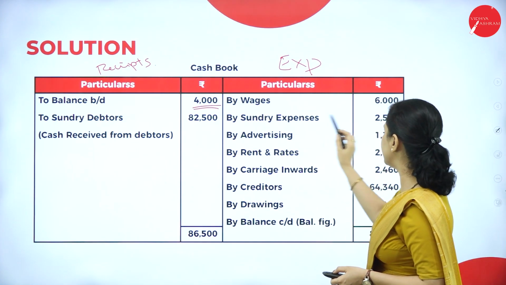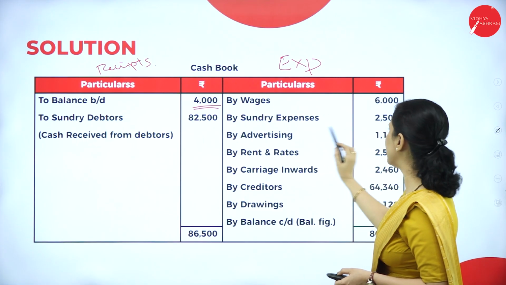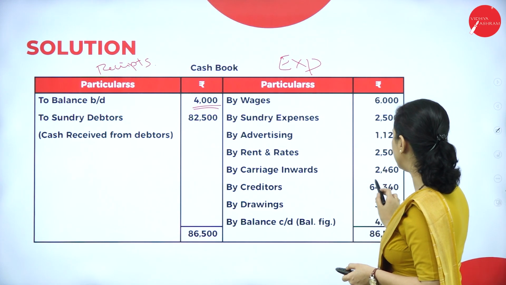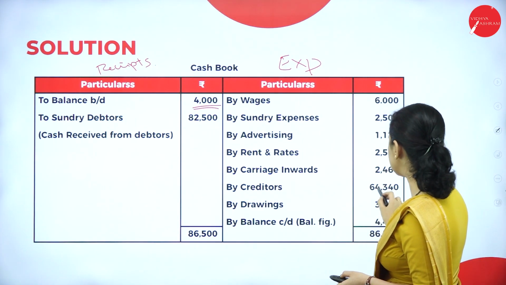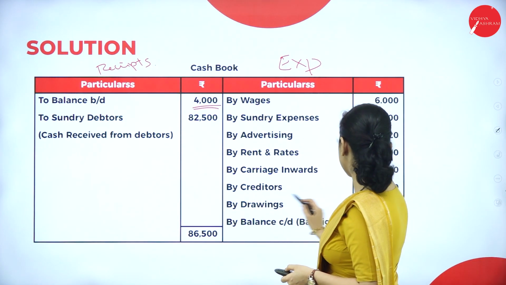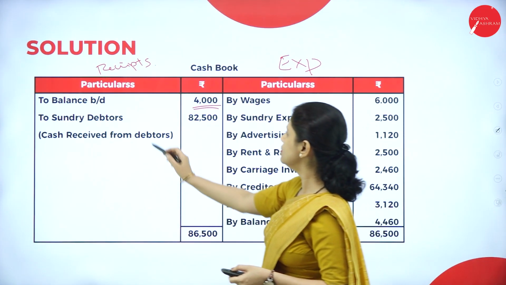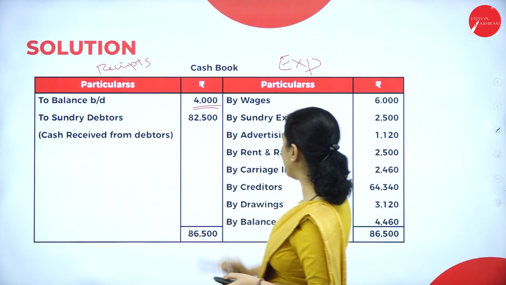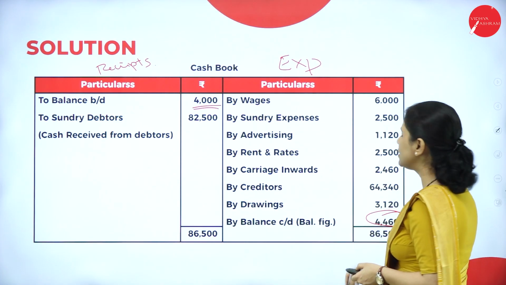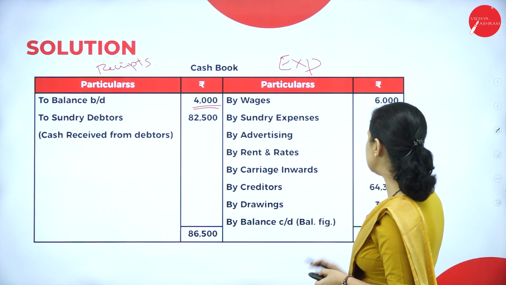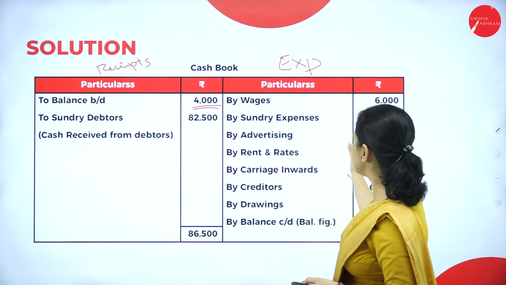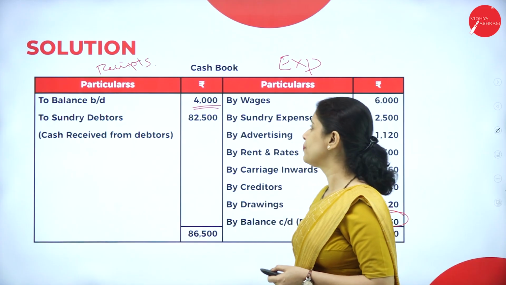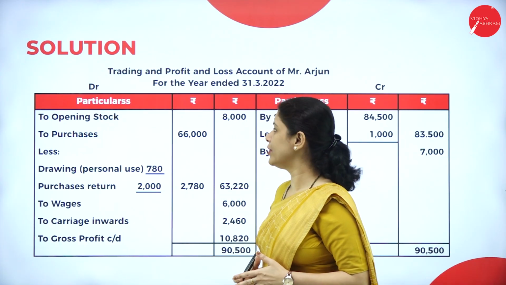Wages 6,000, sundry expenses 2,500, advertising 1,120, rent and rates 2,500, carriage inward 2,460, creditors 64,340, drawings 3,120. Here is cash received from debtors, 82,500. So this 4,460 is the balancing figure. This is how we calculated the cash book and found the closing balance of cash. Okay, now let us do the trading and profit and loss account.